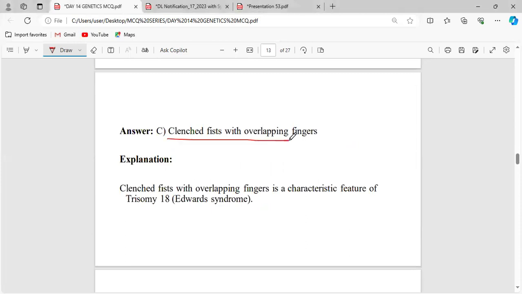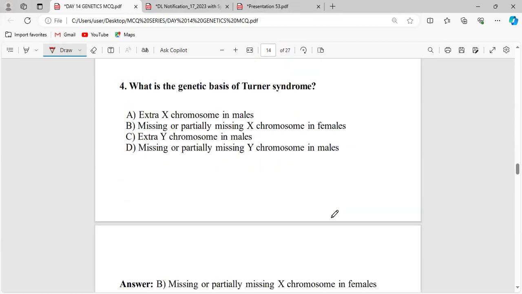That will be a clenched fist with overlapping fingers. This is the characteristic features of Edward syndrome. Kindly, you have to know whether it is a trisomy or nullisomy or monosomy. That is, you have to focus on that. Also, you have to focus on the characteristic features.